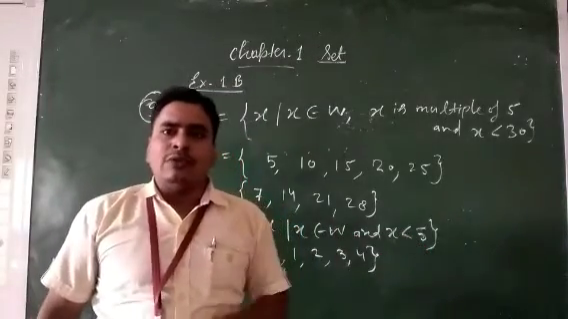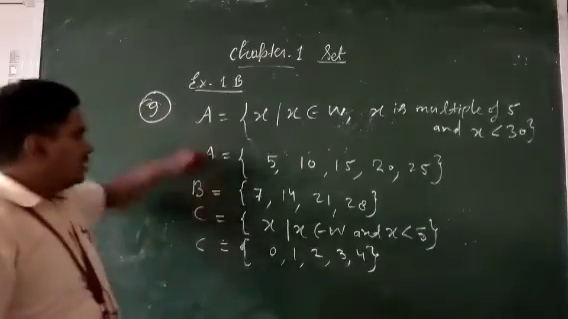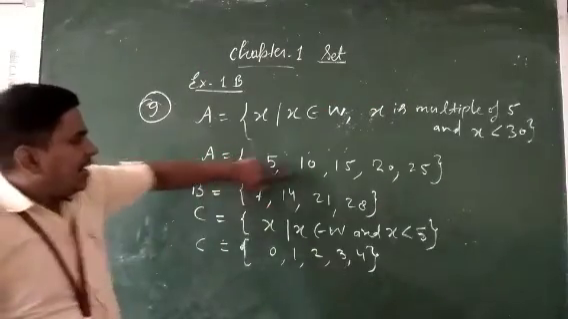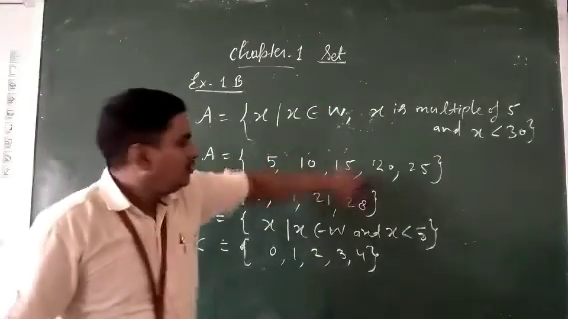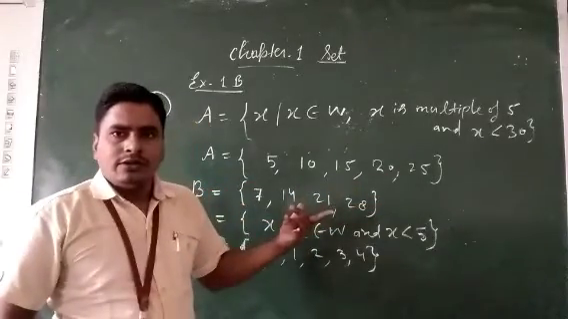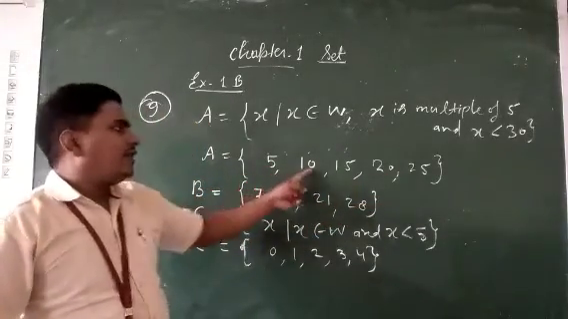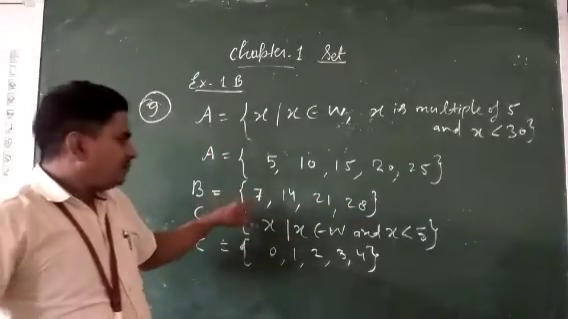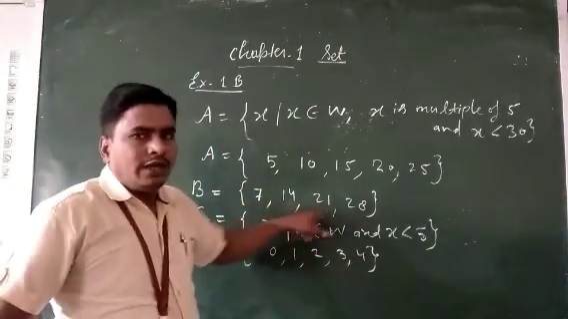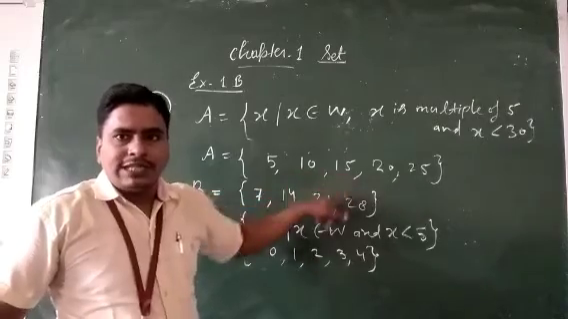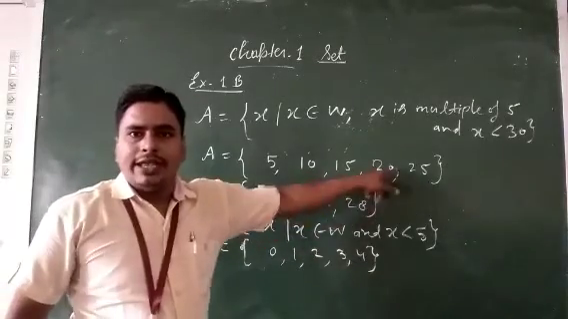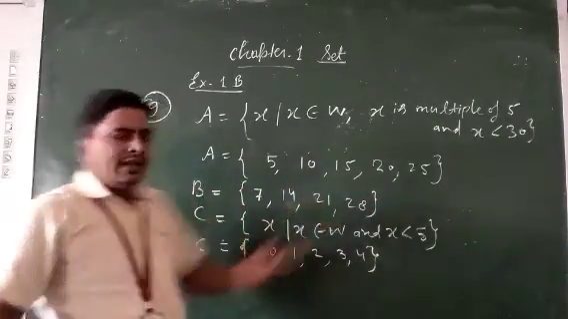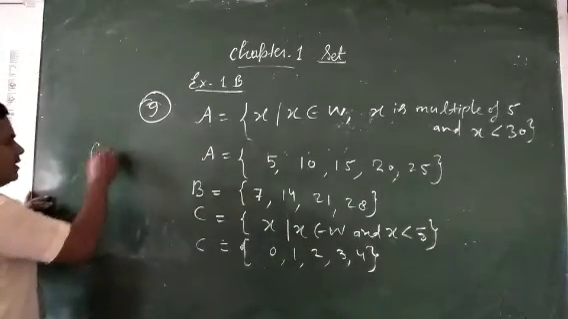मतलब इसमें कोई भी element common नहीं है. So see here A and B. Any element see here common? नहीं है ना? देखो 5, 10, 15, 20, 25 है यहाँ पे A में और B में क्या है? 7, 14, 21, 28. कोई भी element same नहीं है ना? Common नहीं है. It means A and B are disjoint set.